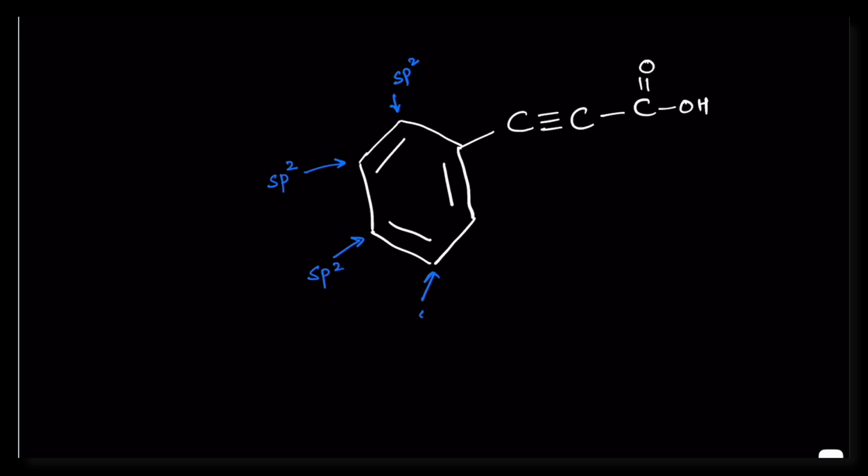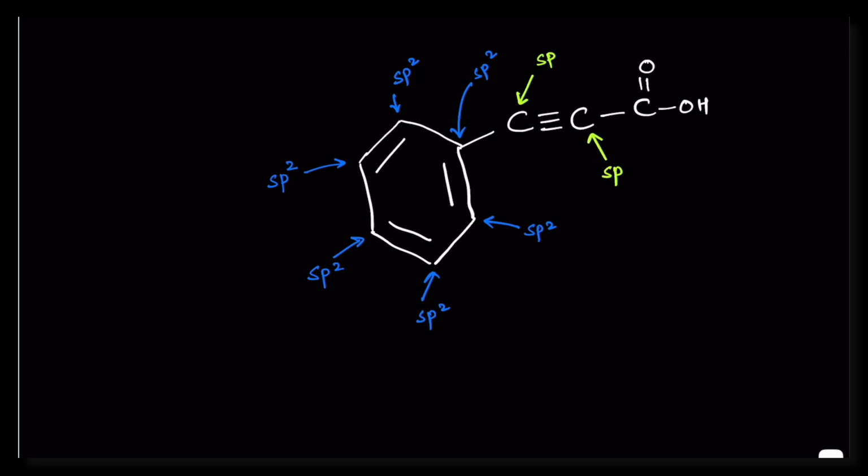This one is also sp2. Come here. This carbon also has a pi bond, so it is sp2. And this carbon atom also has one pi bond, so it is also sp2. All the carbon atoms in a benzene ring are sp2 hybrid carbon atoms. What about this carbon atom? It has two pi bonds, so it's an sp hybrid carbon. This carbon also is sp hybrid.